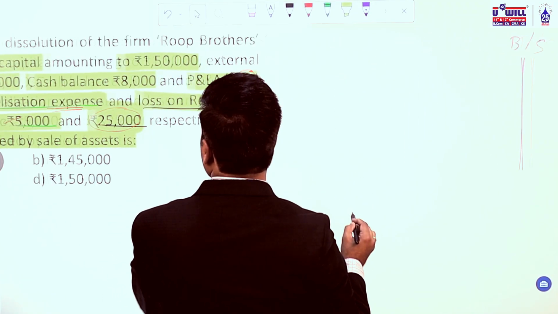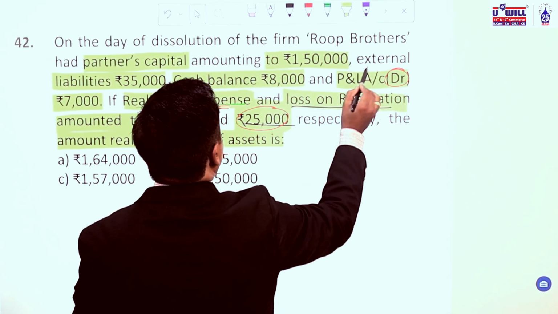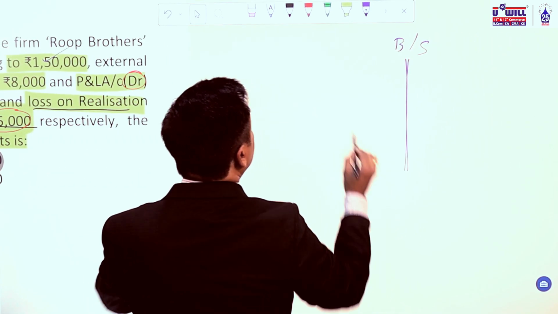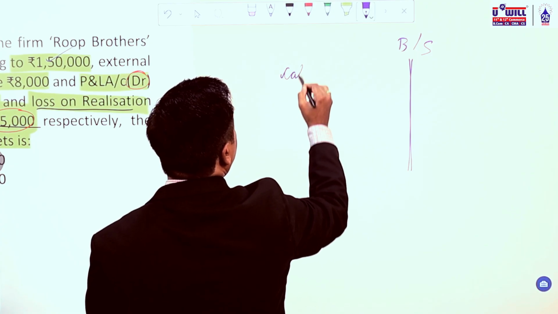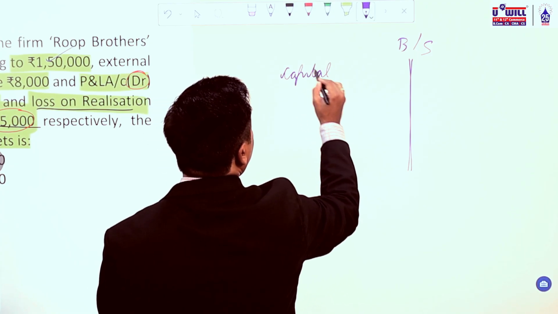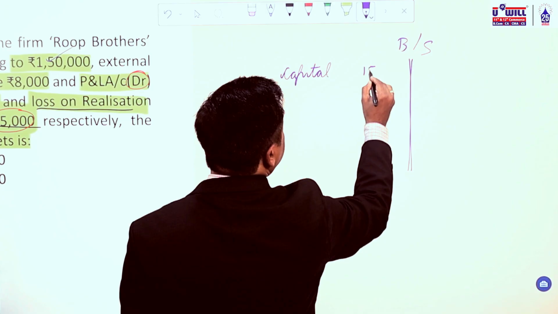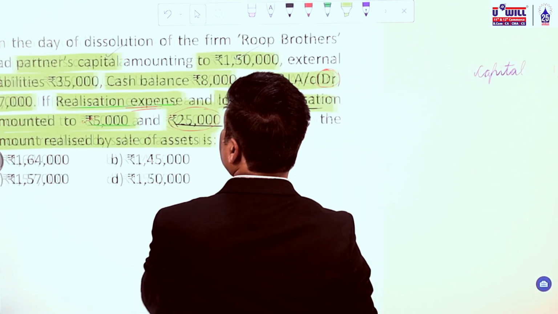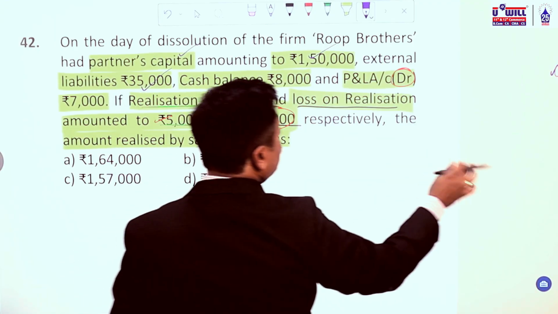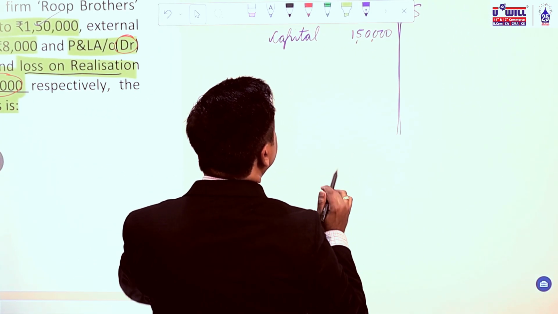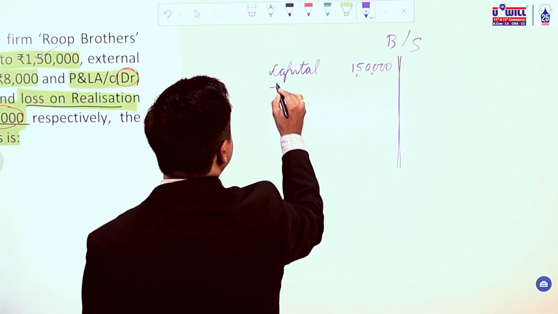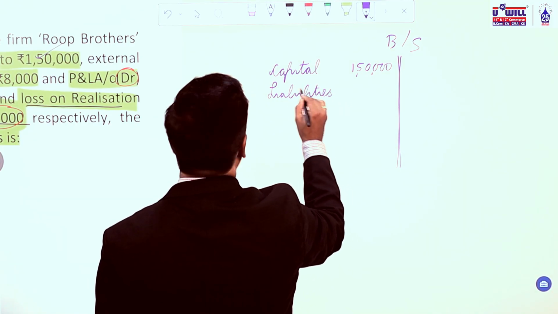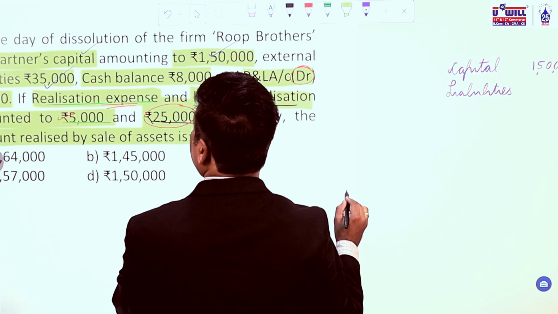Now let us see what all information is given. Capital amounting to 1,50,000 will come on the liabilities side. Then liabilities amounting to 35,000 will come on the liabilities side. Liabilities, how much? 35 or 1,35,000? 35.